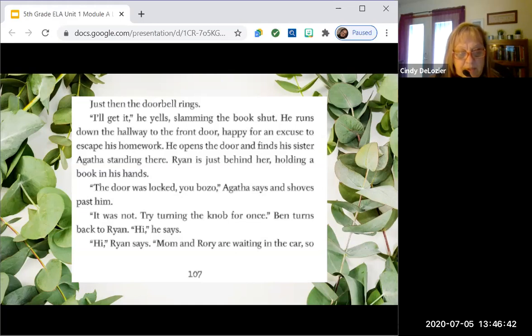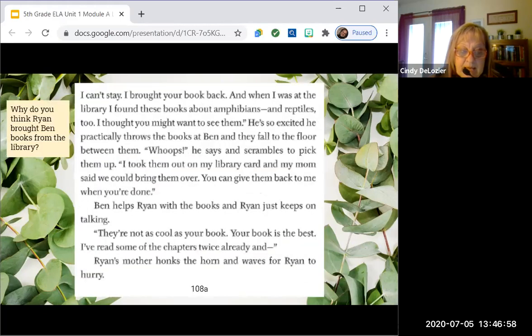"The door was locked, you bozo," Agatha says and shoves past him. "It was not. Try turning the knob for once." Ben turns back to Ryan. "Hi," he says. "Hi," Ryan says. "Mom and Roy are waiting in the car, so I can't stay. I brought your book back, and when I was at the library, I found these books about amphibians and reptiles, too. I thought you might want to see them."